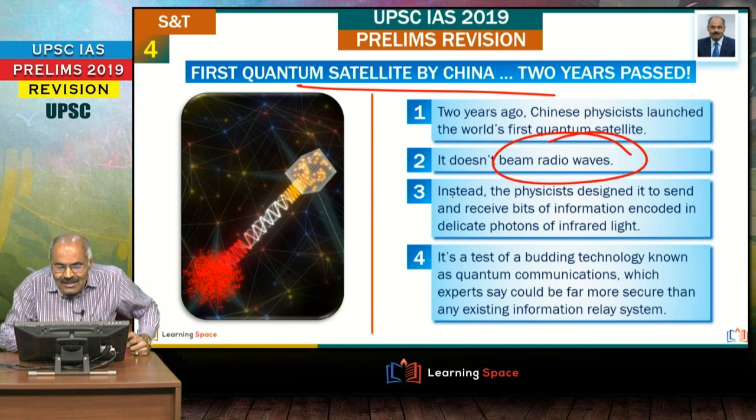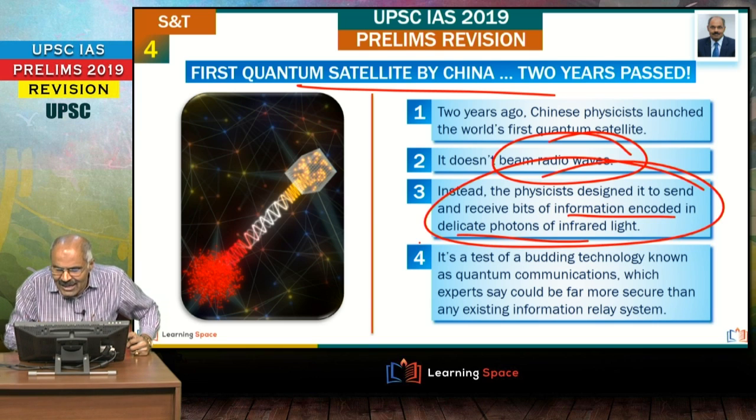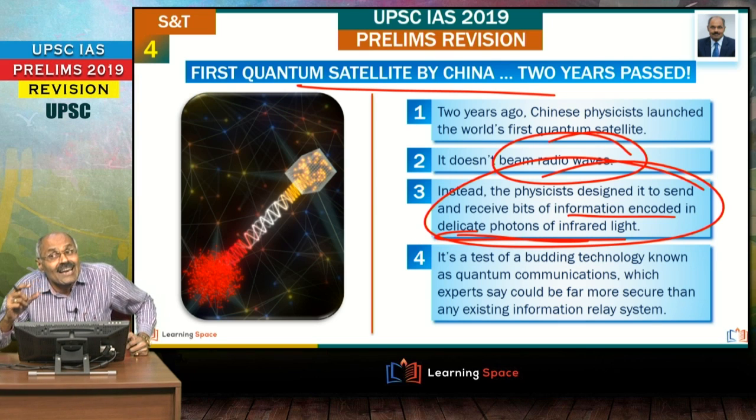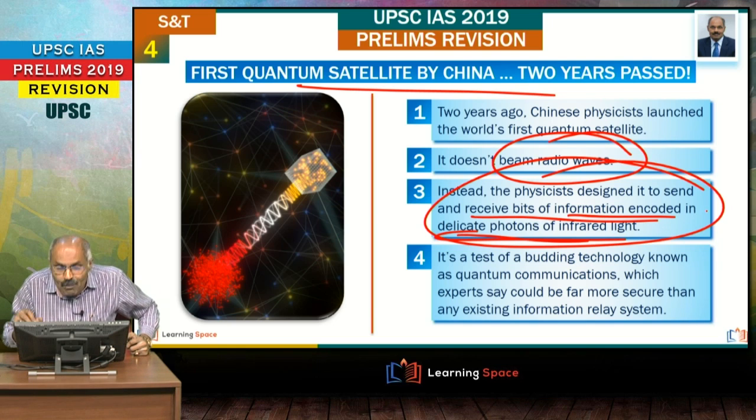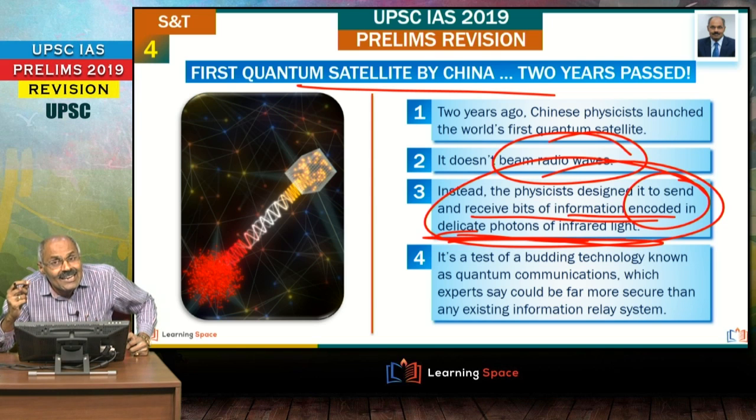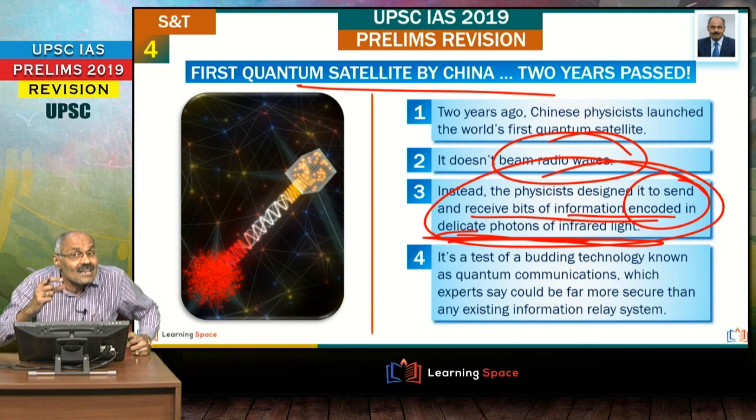In a normal satellite, the transmission is through radio waves, but in this particular quantum satellite, the information is transmitted by delicate photons of infrared light. This is the important aspect. So the bits of information are encoded in delicate photons of infrared light, right? This is about the quantum satellite.